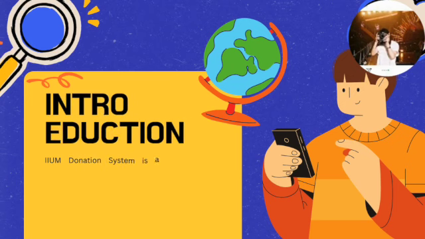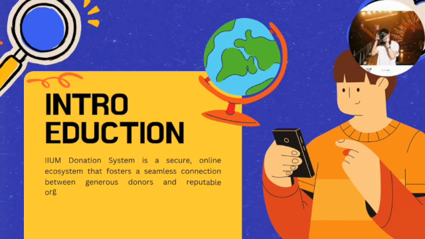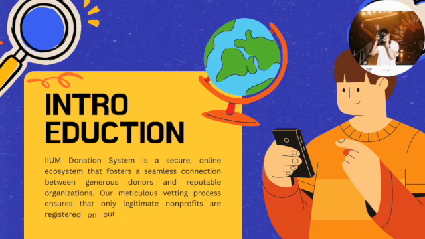Okay, now let me introduce our system. IIUM donation system is a secure online ecosystem that fosters a seamless connection between generous donors and reputable organizations. Our meticulous vetting process ensures that only legitimate non-profits are registered on our platform, so this can offer donors complete peace of mind in doing their donation.